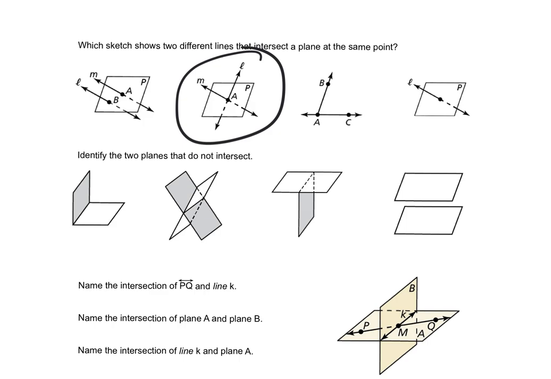Number 4 only has 1 line, so that one definitely is out because we need 2 lines, and it's only the second one. Okay, and this one here, 2 planes that do not intersect.